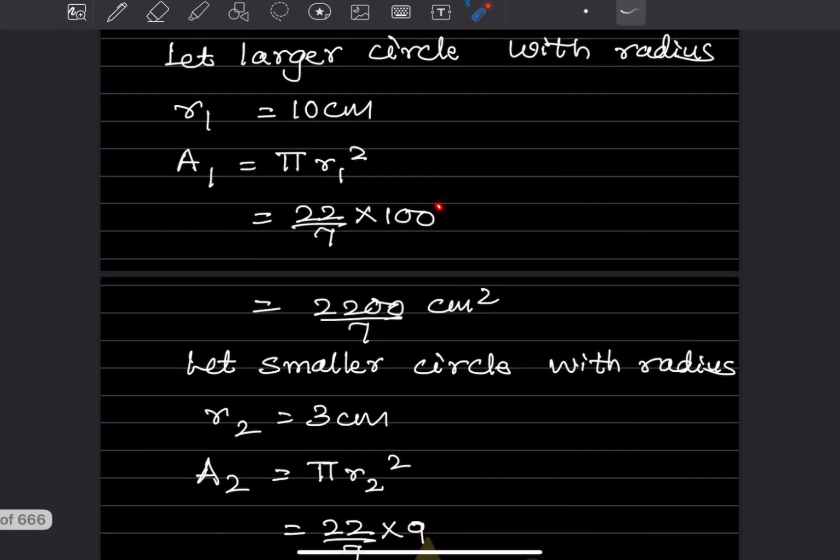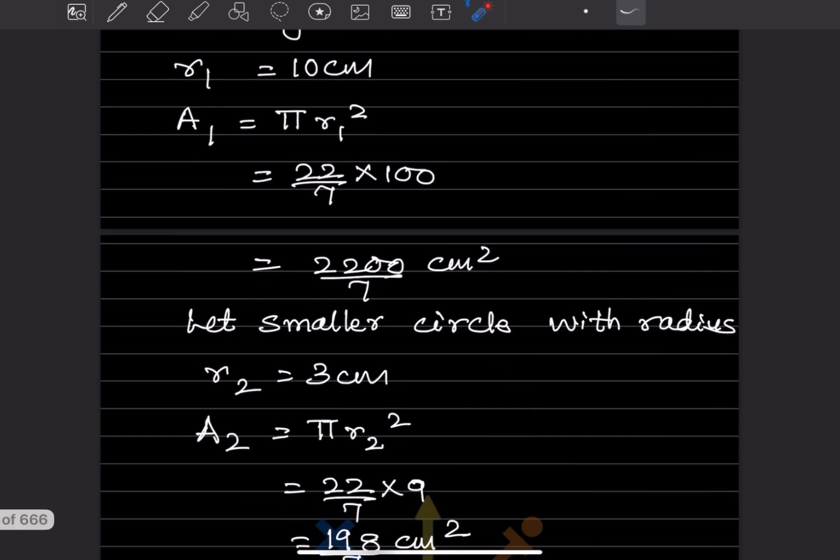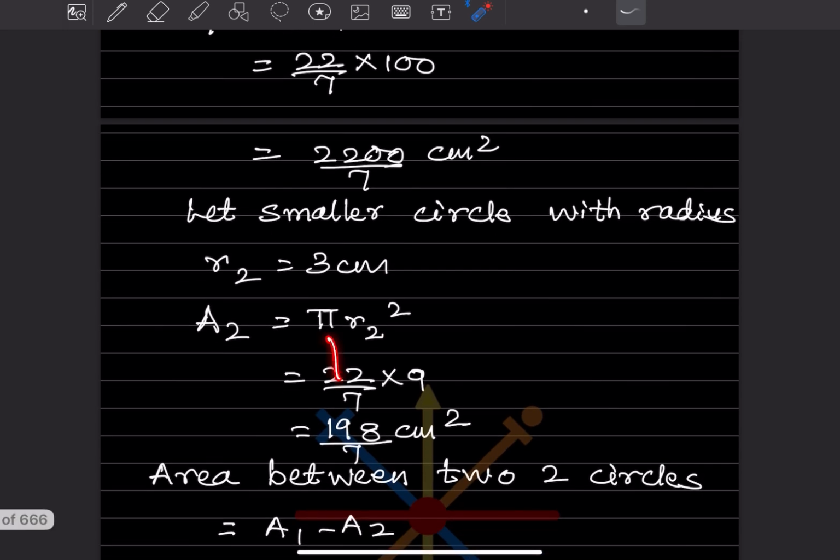So we can consider this one because this will be 2200 divided by 7 centimeters square. So let us keep this as it is first. So for the smaller circle, the radius, that is R2, is 3 centimeters. So A2 is going to be pi R2 square. So again here 22 by 7, and R2 square means 3 into 3, that will be 9. So when you multiply this one, that will be 198 divided by 7 centimeters square.